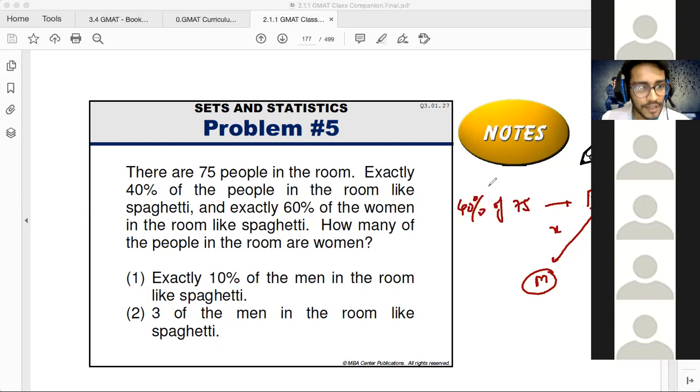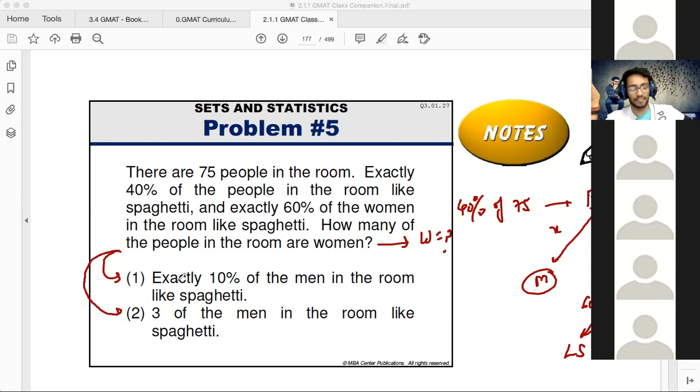Now exactly 40% of the people in the room like spaghetti, and exactly 60% of the women like spaghetti, and 40% don't like. Then, how many of the people in the room are women? How will you calculate given this solution? To calculate how many people in the room are women, can you calculate using this or this alone, or are both needed?